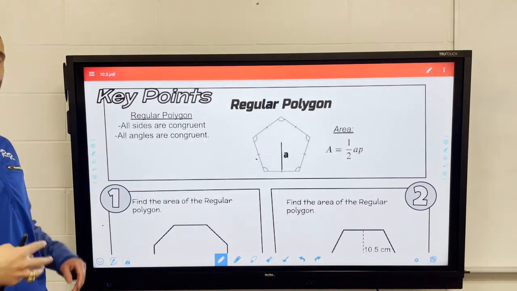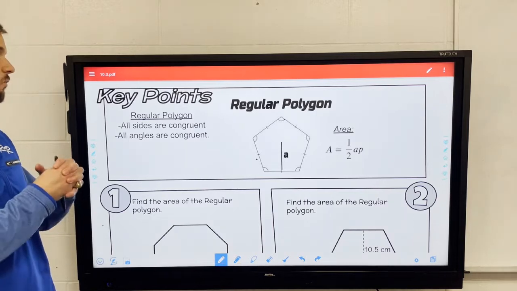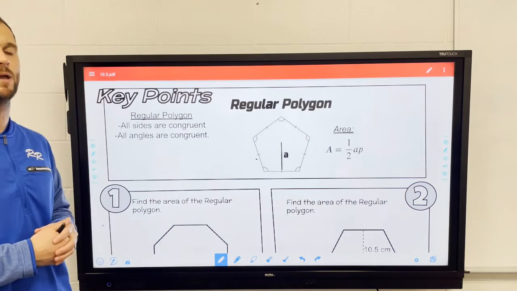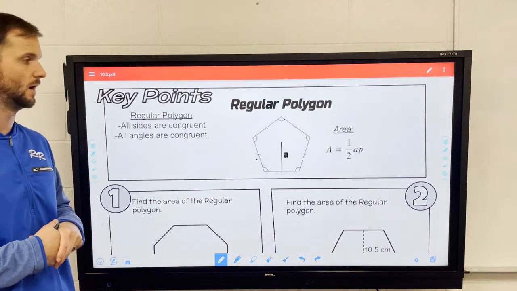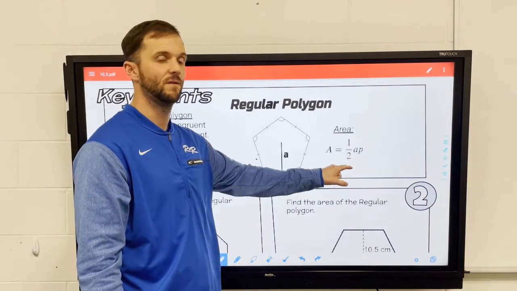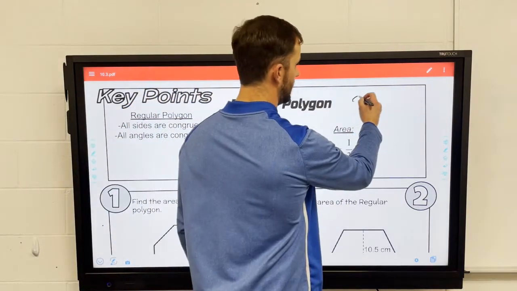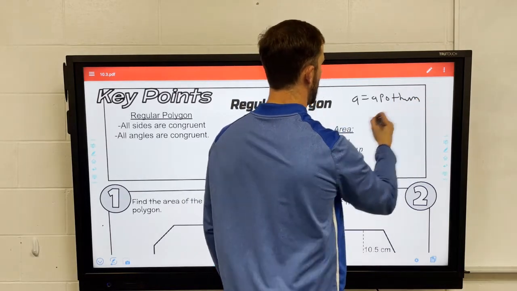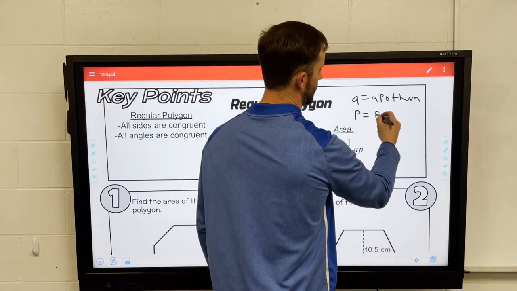So if you have a regular polygon, meaning a regular shape, where all the sides and angles are congruent, then I can use the area of a regular polygon formula, which is the area equals 1/2 a P. The little a here stands for something called the apothem, and the P stands for your perimeter.